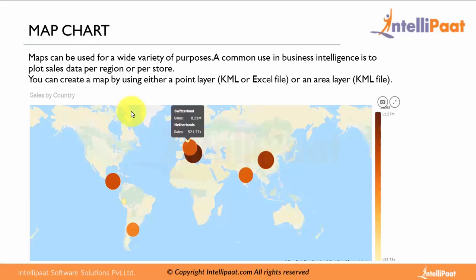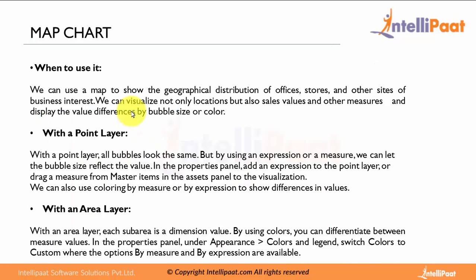So the geo maps, which is one of the most important charts. If my sales spread across multiple countries and I wanted to display them, then map chart will be used. So map can be used for a wide variety of purposes. The common use in business intelligence is to plot sales data per region or per store. You can create a map by using either a point layer or an area layer. So either using a KML or Excel file, or else you can go for an area layer KML file.